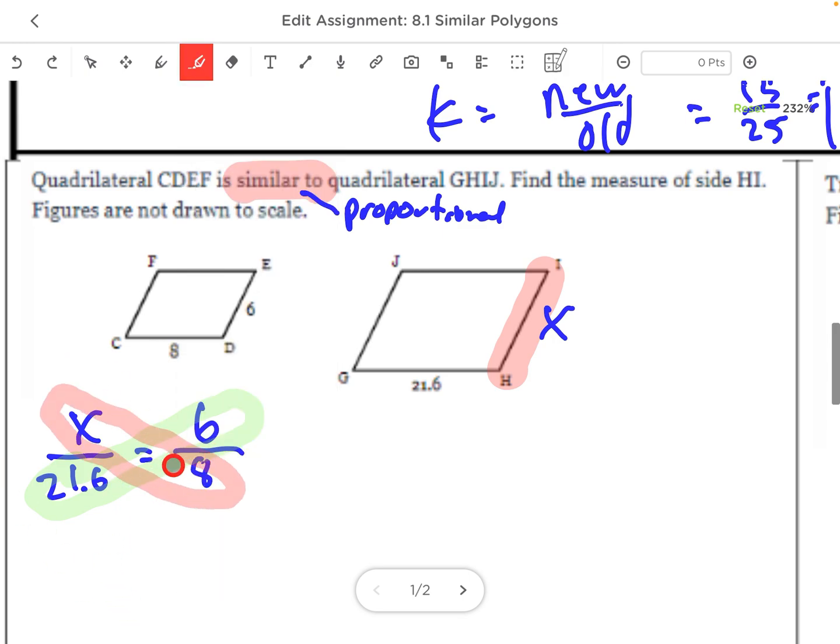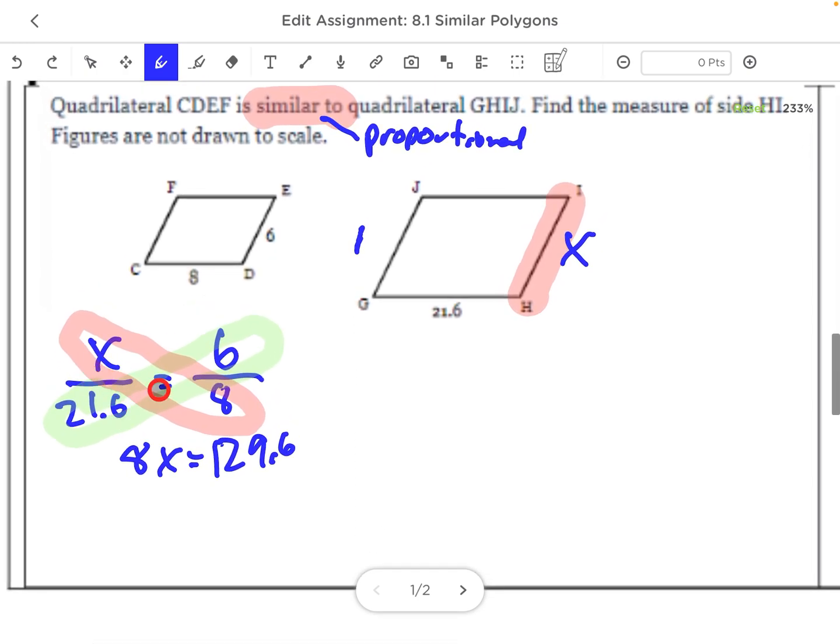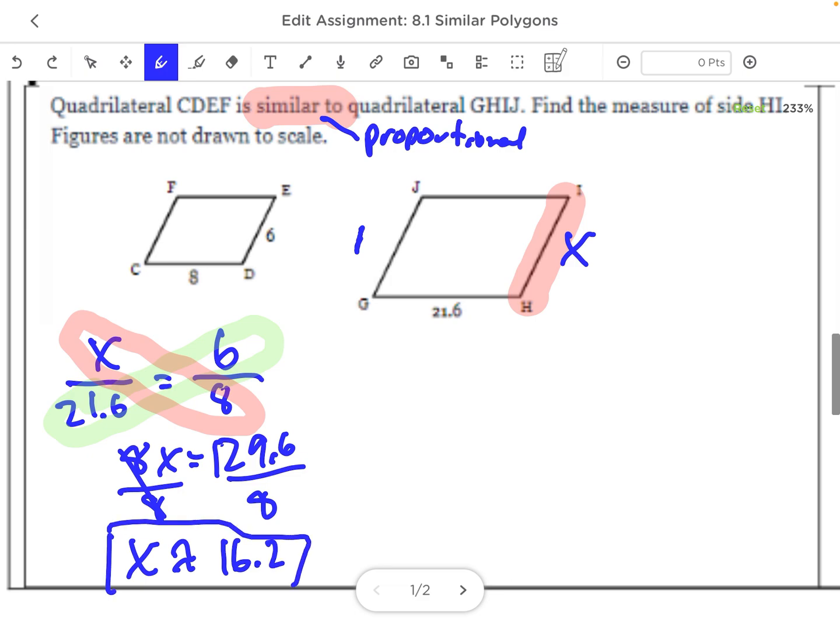I'm going to start with the red ones first because I like starting with my variables first. So x times 8 is going to be 8x. It's equal to this times this. If you put 6 times 21.6 in your calculator, you're going to get 129.6. Then all we have to do is divide. We take a gross looking problem, and if we just cross multiply, it makes it quite easy. We divide that by 8, divide that by 8, it cancels out. X is going to be approximately 16.2. So it's as simple as that.